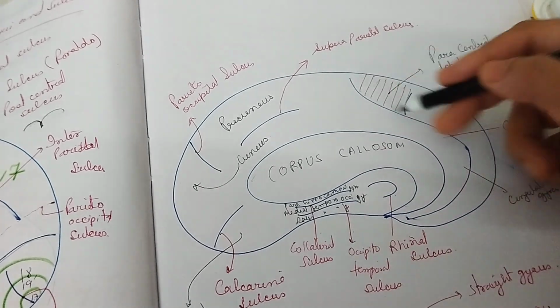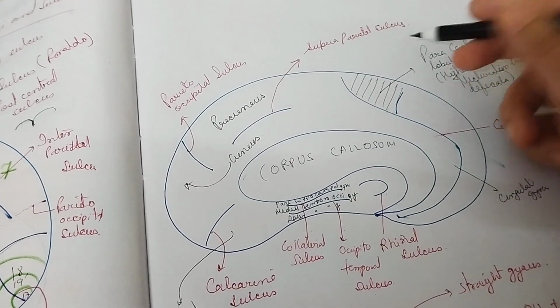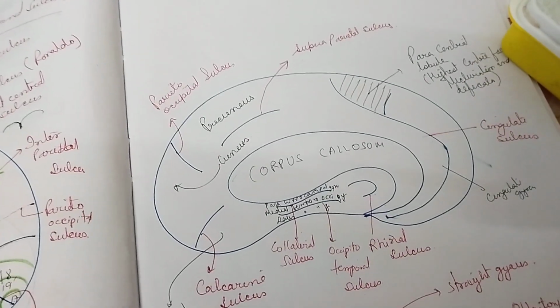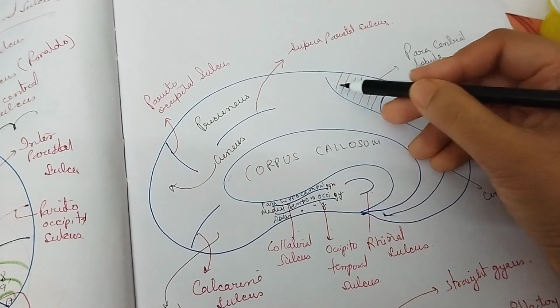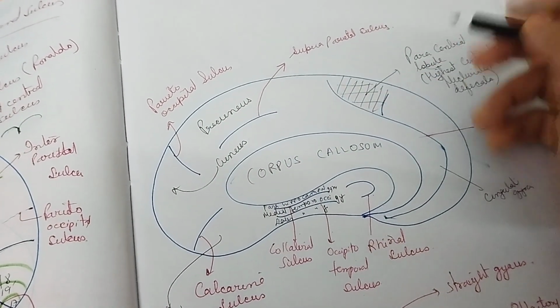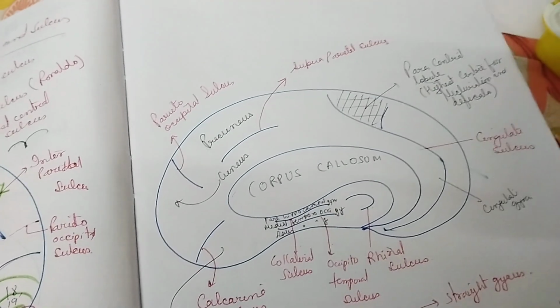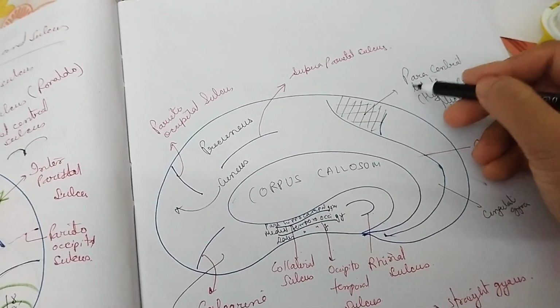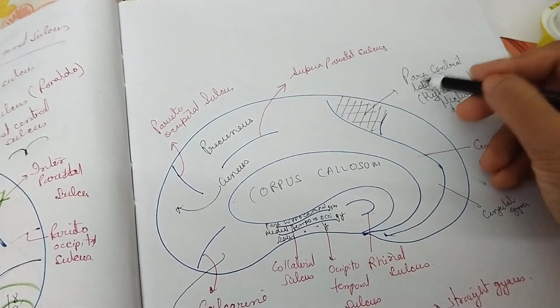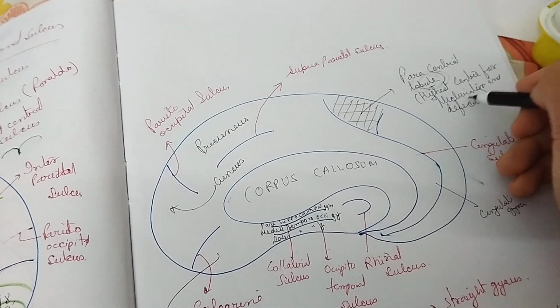This one is the cingulate sulcus. This is very important, and the gyrus respective to it is obviously the cingulate gyrus. This is a precentral lobule. You know what a lobule is? Whenever a gyrus increases its size, we call it a lobule. So this one is a lobule. This is the paracentral lobule. This is the highest center for micturition and defecation. This is very important.